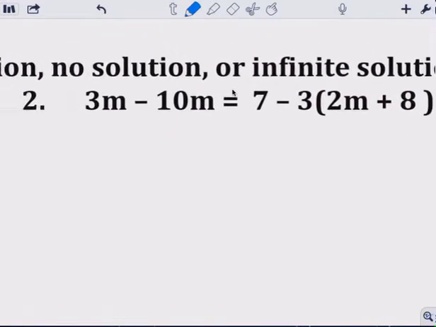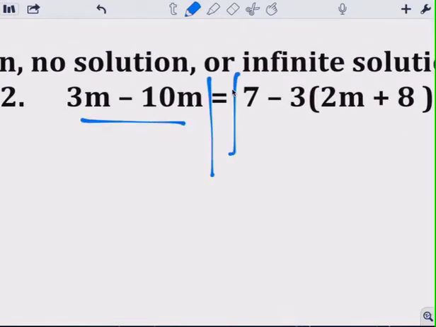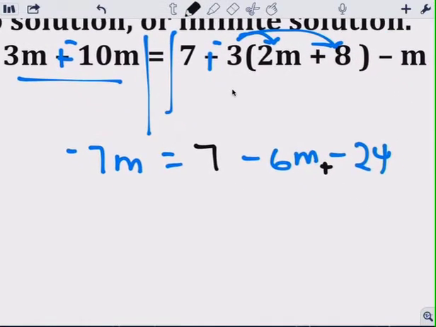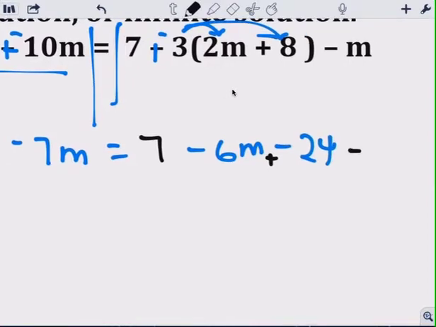Distribute. Oh, this side, look. These are alike, so we can combine like terms, and gives you -7m, that's a plus negative, equals to distribute first, that's a -6m, that's a plus -3, remember, and that's a minus 24, or a plus a -24, whichever way. 7 equals, combine the like terms. Okay, that's a minus m, combine the like terms.